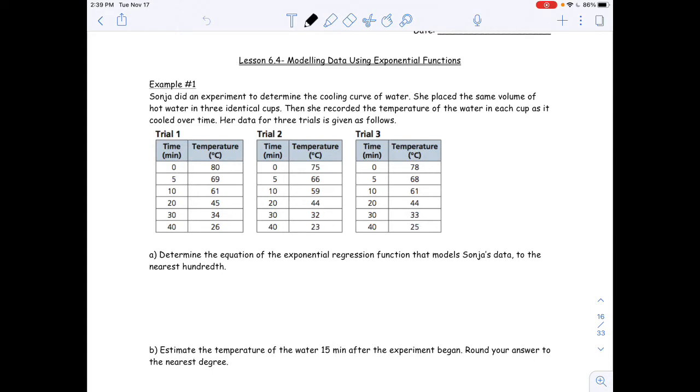So the steps that we did was, first, to enter the data, we went to stat, number 1, enter. Okay? And then we entered all your times into L1. All the temperatures went into L2. Once you have those entered, then we pressed stat again. We went down till number 0 where it said exponential regression. And then we pressed enter as many times as possible until we got to this, where we have y equals the equation.